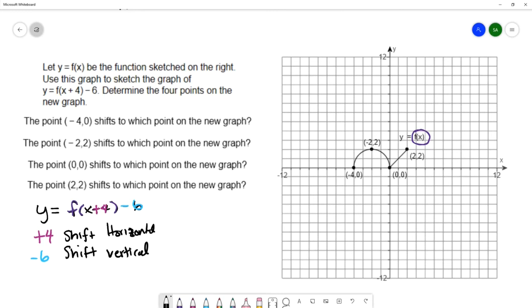So horizontal being either left or right, we're going to look at this plus sign. And because it's plus, we know that it's going to shift to the left. And then with vertical being up or down, this minus sign is going to tell us to shift down.